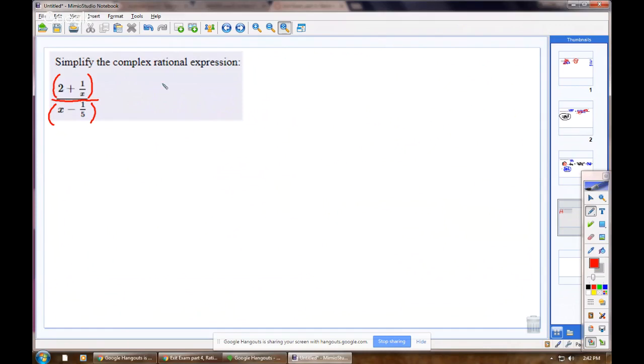x, I need to have a common denominator. So I'm going to view that as 2 over 1 plus 1 over x. Denominator here should just be x. So I'm just going to multiply by x, top and bottom. So that gives me a common denominator of x in the top, and then my numerators are 2x plus 1. Okay. So I now have a new numerator because I dealt with that addition.